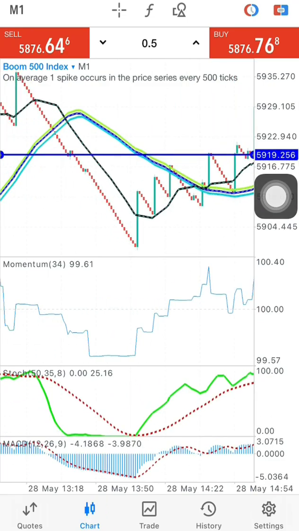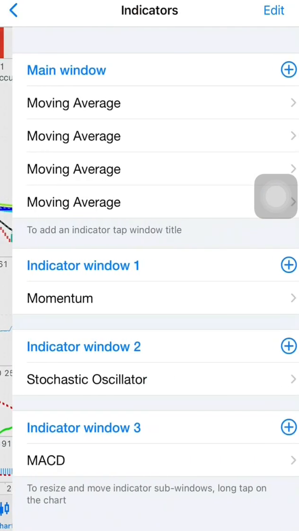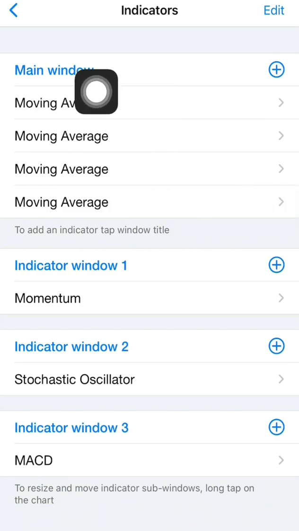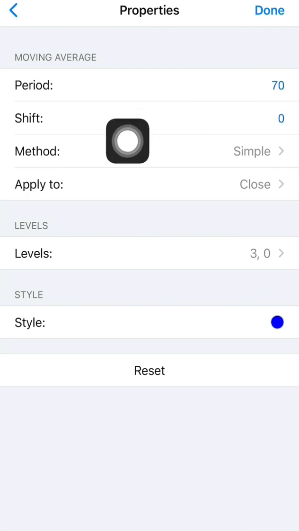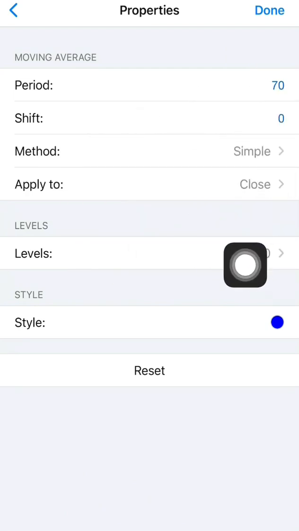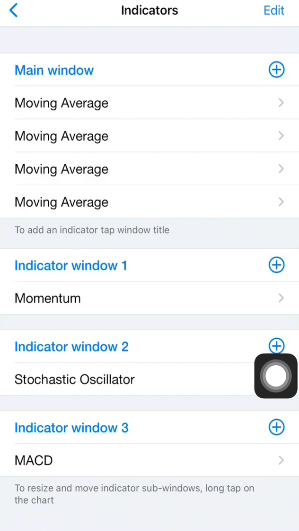So let me quickly show you the settings, guys. Although the settings are in our previous video, so how to use all these indicators is in our previous video, let me quickly show you here also. This is a moving average. We are using 4 moving averages. The first is moving average 70, shift 0, method simple, apply to close. Level should be 3. Then for style, use any color that you like. I use 3 or 4 so that it will be bold.